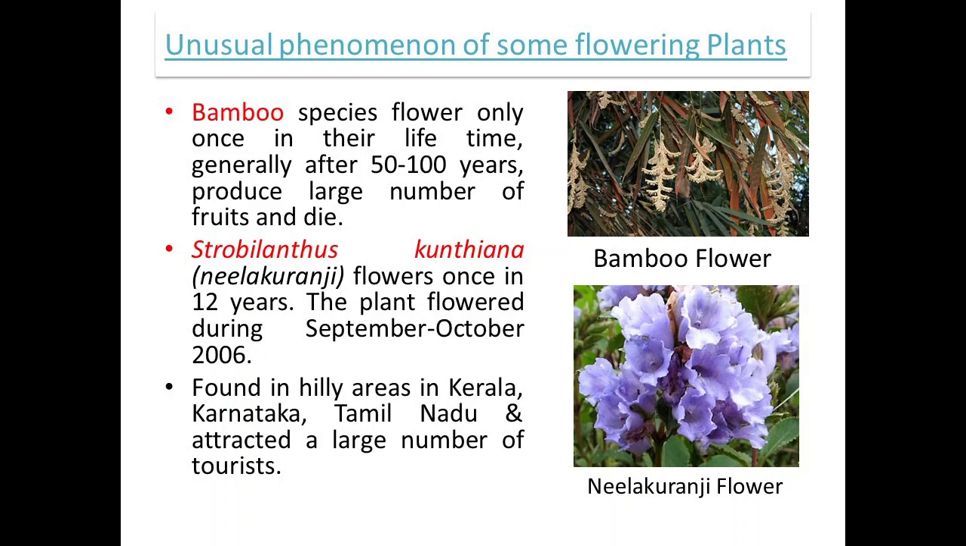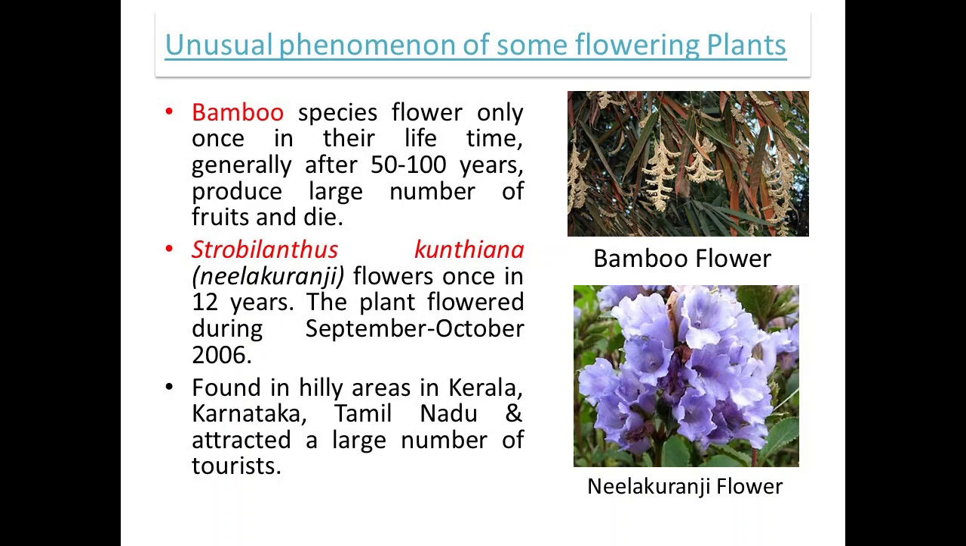So what happens in the bamboo plant? It flowers only once in its lifetime, although it is perennial. One more example of flowering plants with an exception is Strobilanthes kunthiana. The common name, Neela Kurunji, indicates the color of its flowers. So beautiful flowers. This plant flowers only once in 12 years. These two are the exceptions. These plants grow for many years but flower only once.